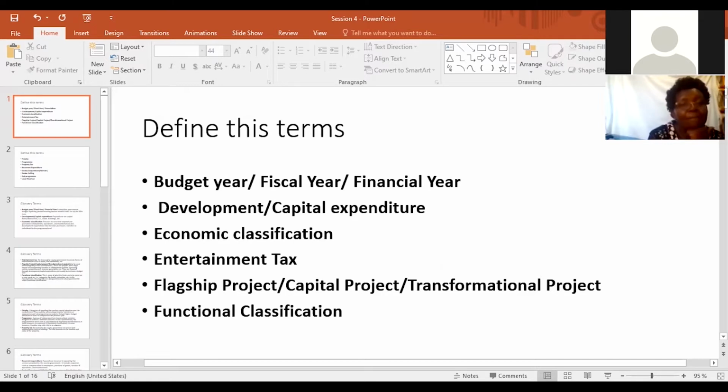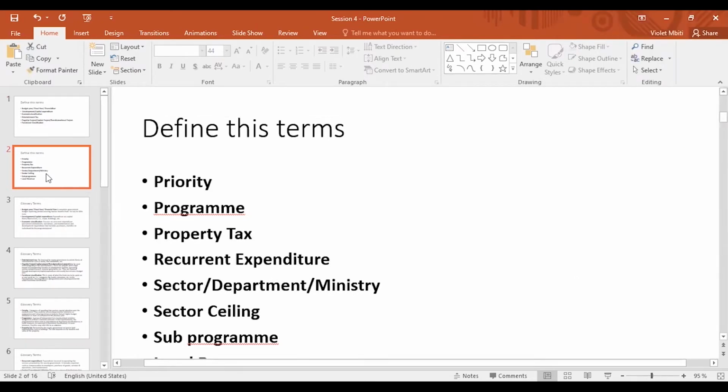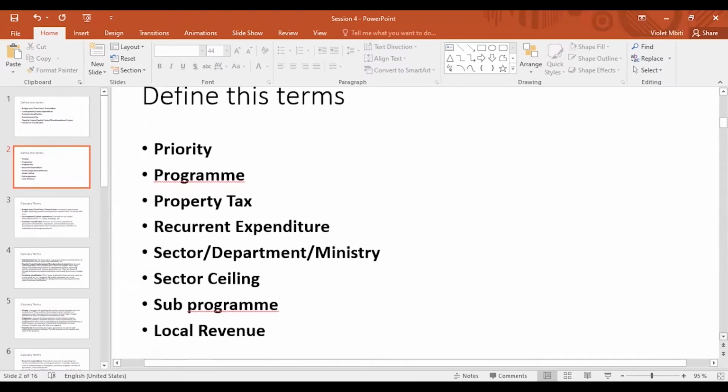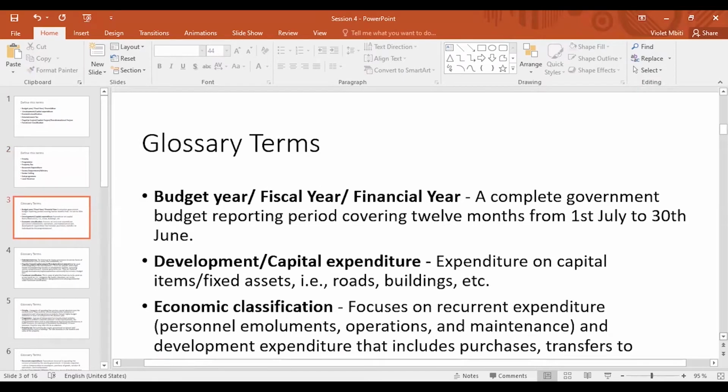So these are some of the commonly used terms when we are talking about the budget, and more so with regard to the government budget documents that we are going to delve deep into learning about. So we have the budget year or fiscal year or financial year. We have the development or capital expenditure. We have economic classification. What does it mean? Entertainment tax. What is the entertainment tax? What is flagship project or capital project or transformational project? What is functional classification? What does priority mean? What does program, property tax, recurrent expenditure, sector, department or ministry refer to? Sector ceiling, sub-program, local revenue. So these are the definitions.